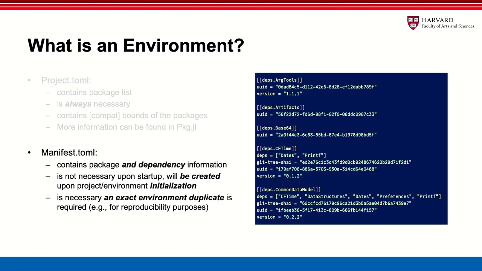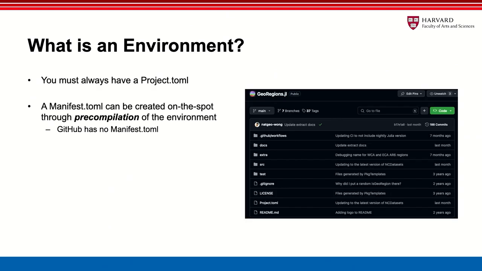So a manifest is not strictly necessary in order to share a project with someone, but it is necessary if you want them to be able to reproduce the same results that you got on your computer. So that's the difference between a project and a manifest. You must always have a project, like I said. And if you don't have a manifest, when you compile the environment of your project or package, Julia will automatically create the manifest for you.